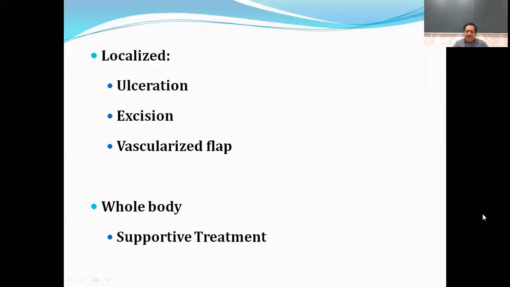So ulceration is produced. You have to excise the ulcerated area, give a vascularized flap. When the whole body is exposed, as in bombings or nuclear plant accidents, you have to give supportive treatment.